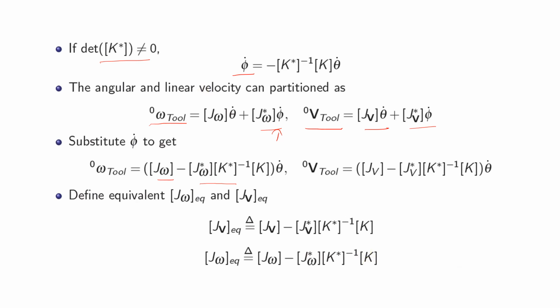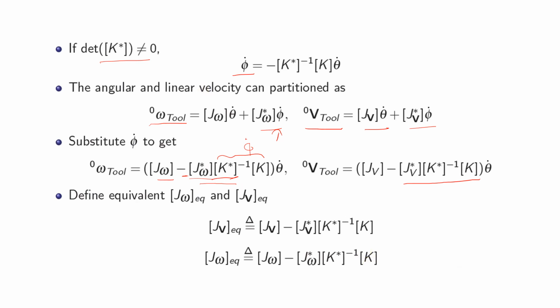So you can see that this pi dot will become minus K star inverse K theta dot. That is your pi dot. And then we can take all this together, and we will have minus J omega this, right? So likewise, the linear velocity of the tool will be Jv minus Jv star K star inverse K times theta dot.